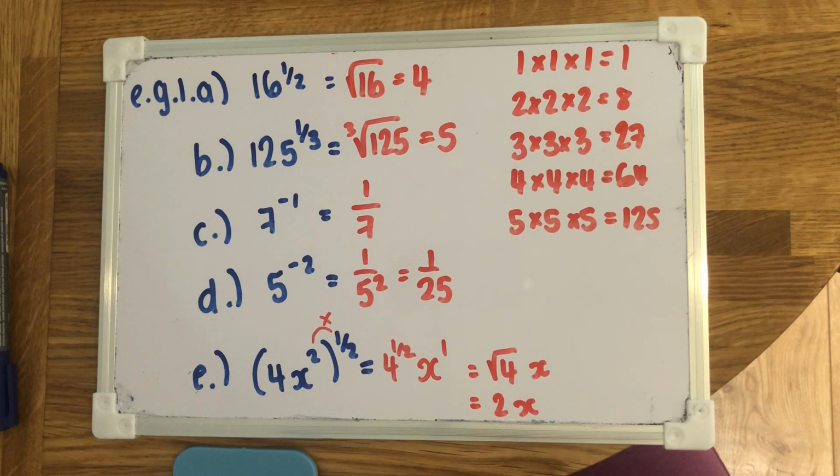Now if you think logically, if we do the reverse, so the reverse of square rooting would be to square it. If we squared that, we would actually get 4x squared. So you can sometimes check your answers at the end. Okay.